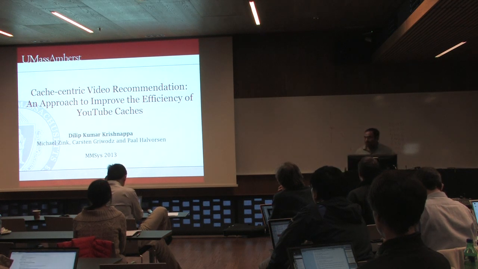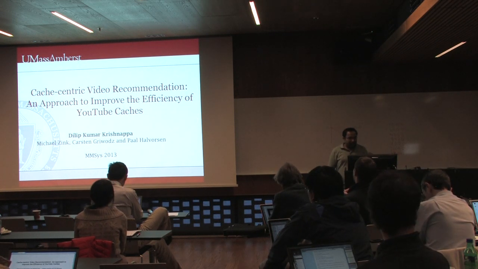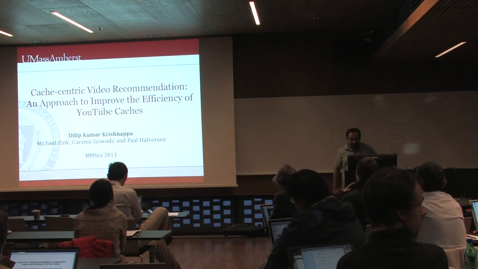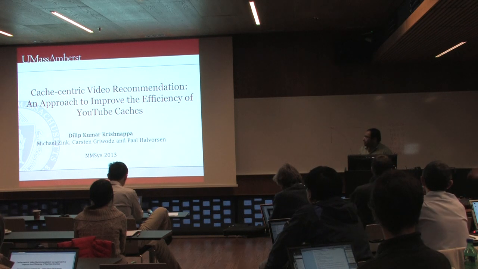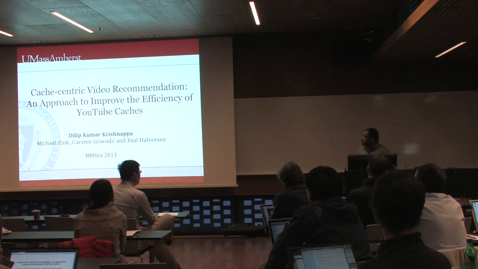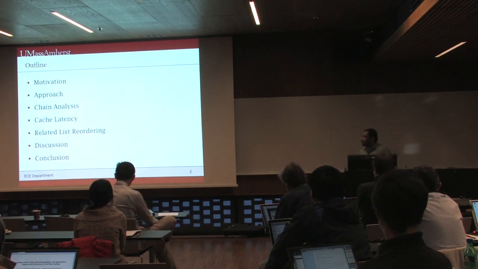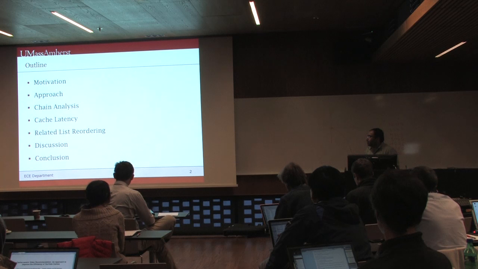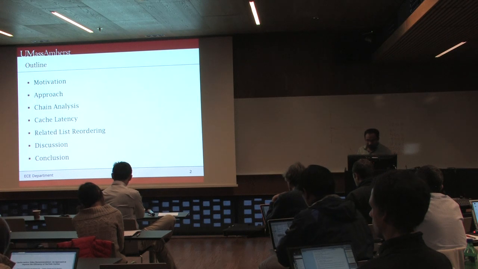So yeah, my topic is cache-centric video recommendation, an approach to improve the efficiency of YouTube caches. If any of you attended NOSDAV, I touched upon this approach. I will give you a brief overview of the approach which I talked about there. So the outline will be: I'll give a motivation for tweaking the related list offered by YouTube to improve caching. Then I'll talk about the feasibility of reordering the related list, and then the approach, the results, and a few discussion topics.